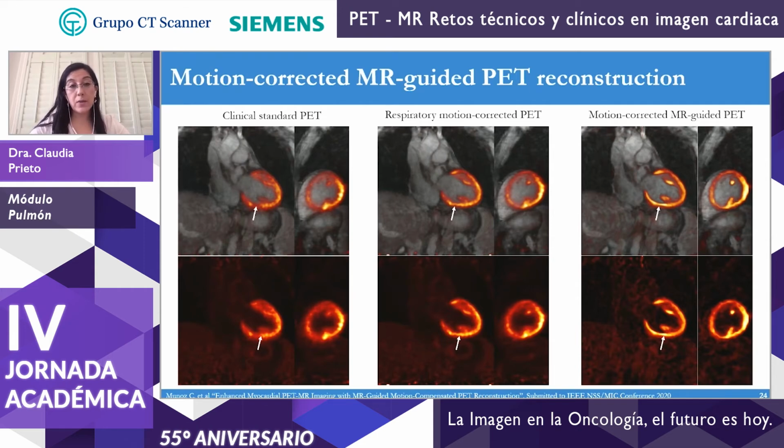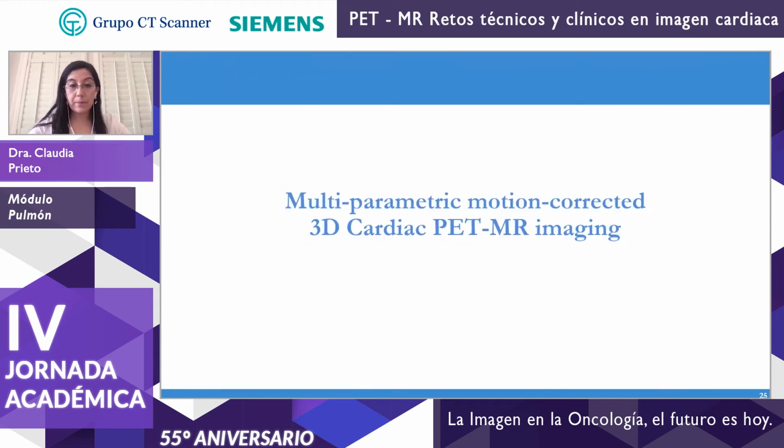a patient, and you can see that we go from the clinical standard PET to the respiratory motion corrected PET, where we can see some improvements in the delineation of the myocardium and the papillary muscles, and we can see even further improvements now when we incorporate the motion corrected MR guided PET reconstruction.